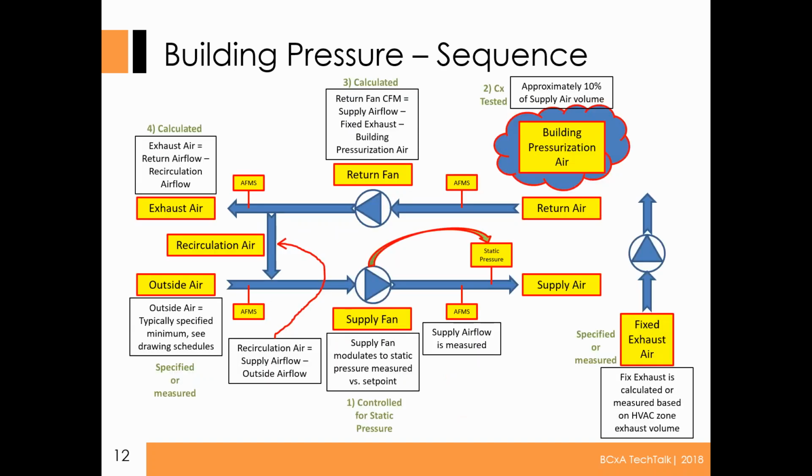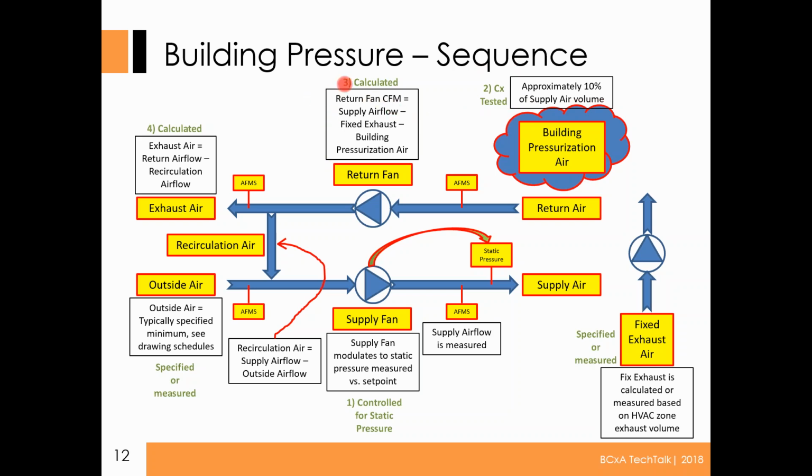So this is kind of that whole thing once again, but I'm just kind of starting with the way this all works. The supply fan is going to control to a static pressure out here as normal. So whatever you find that, whether it's the magical 1.5 inches, 2.3, 1.2, whatever that is, this supply fan is going to track to make sure all the VAVs are happy. Fixed exhaust is specified or measured. Building pressurization has got to be tested, and we're going to show about testing that, okay? But a lot of times the starting point is about 10% of the supply volume.